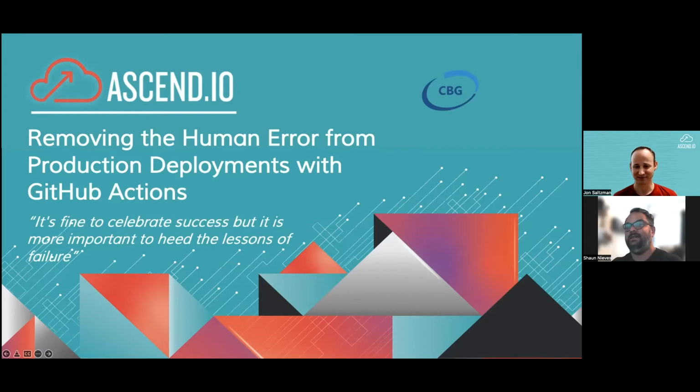Awesome. Thank you, John. Again, thank you for having me. So what we're going to be doing today is talking about how we remove the human error from production deployments with GitHub Actions.